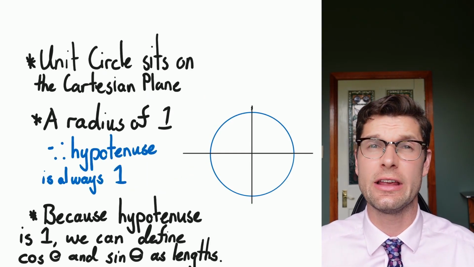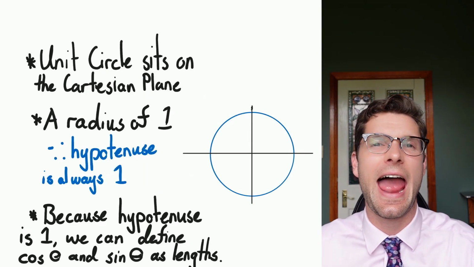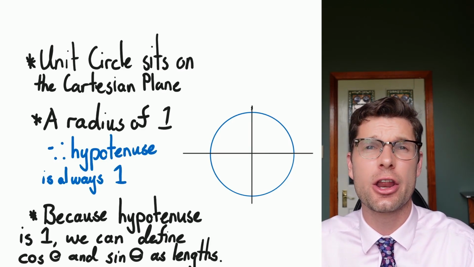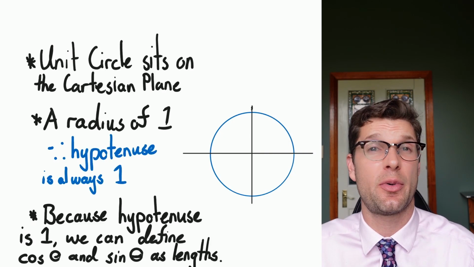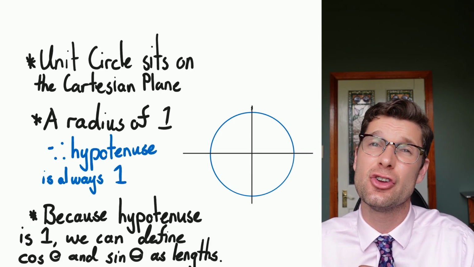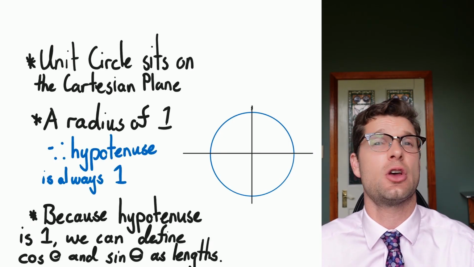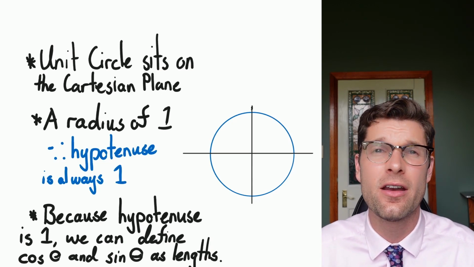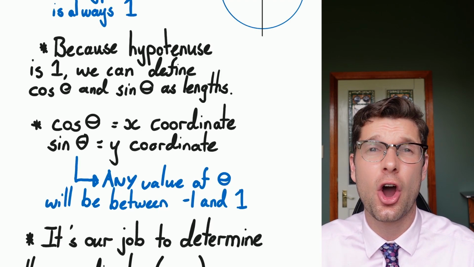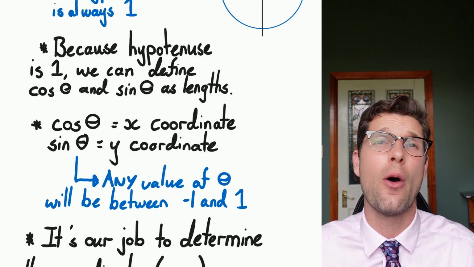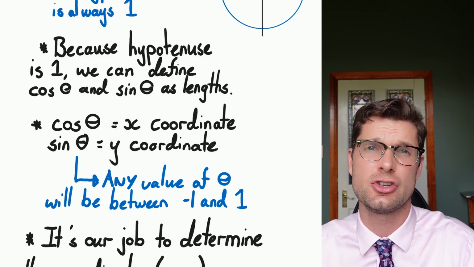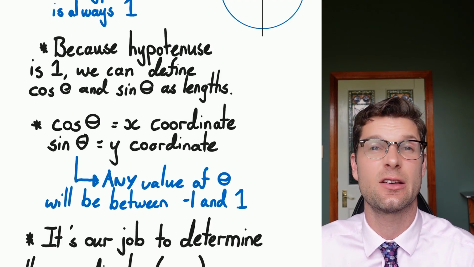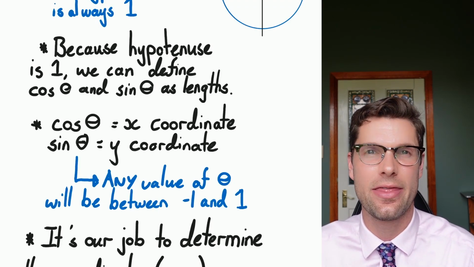So we're just going to do a really quick recap of this information and then see how we can apply it to the rest of the circle. So we've got to know that the unit circle sits on top of a Cartesian plane, and the unit circle has a radius of 1. So every point on the circumference is exactly length 1 from the origin. And so because that hypotenuse is 1, or any line from the origin to the circumference is 1, we can find out some incredibly important things about cos theta and sine theta.